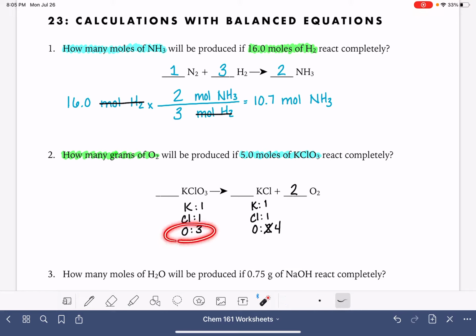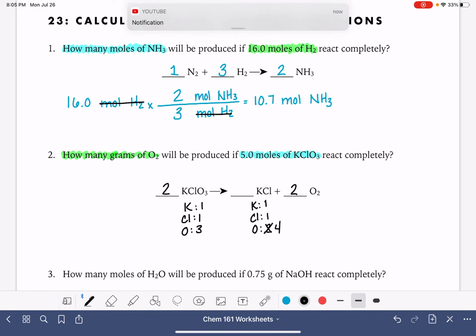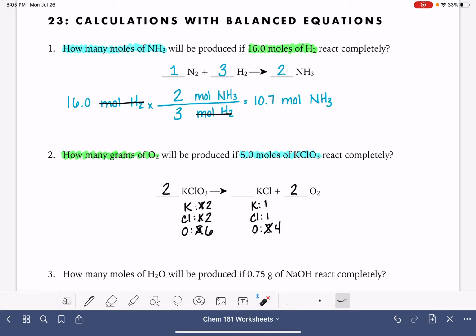Now we need more oxygen on the left, so we'll change this coefficient from 1 to 2. That's going to change the quantity of everything, and depending on how comfortable you are with balancing equations, you may be able to go straight to the correct coefficient and not do this iterative process like I am doing. I'm going to keep working on the oxygen even though we've unbalanced the potassium and the chlorine. We need 6 oxygen on the right hand side, so we'll put a 3 there, that gives us 6, and then we need a 2 here for the potassium and the chlorine so that we've got 2 of each of those. And now it's balanced.